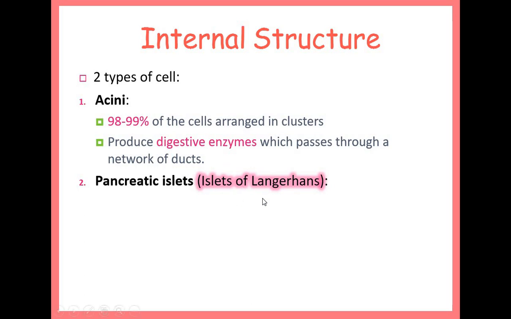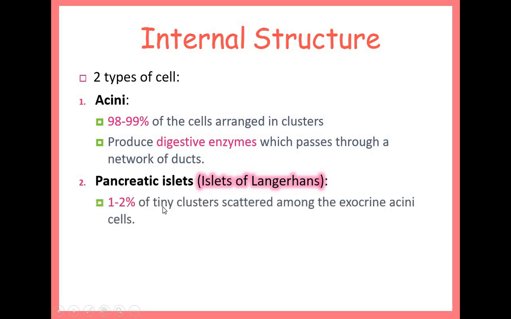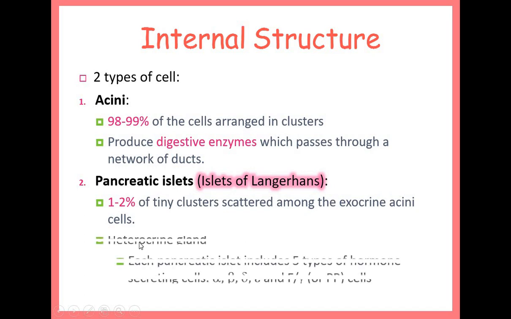Pancreatic islets were first found by the scientist Langerhans in 1869, and to give credit to this scientist, we call it the islet of Langerhans. Islets of Langerhans only represent 1 to 2%, tiny clusters scattered amongst a large group of exocrine acinar cells. But they are highly vascularized, right? Plenty of blood vessels are found around the pancreatic islets. That is a very important anatomical characteristic of these cells.